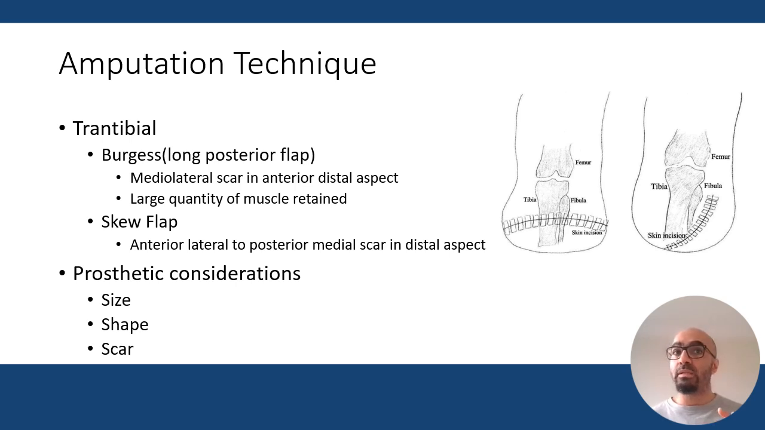We also see some amputations using the skew flap technique, which leaves an oblique scar running from the anterolateral aspect to the posterior medial aspect and retains less muscle. The different techniques can lead to different residual limb presentation in relation to size, shape and scar. The skew flap tends to provide an improved shape and scar at an earlier stage, but is less favored by the surgeon due to retaining less vascularized muscle tissue and a slightly more complex procedure. So again, it's surgical preference, but that's at the level of elective or semi-elective surgery. Trauma might be a totally different ball game.